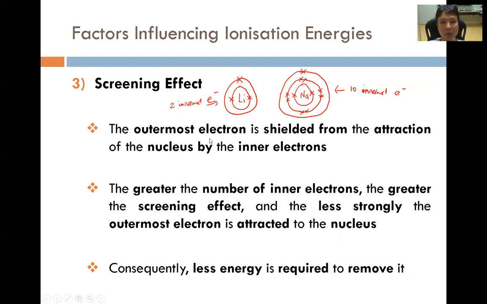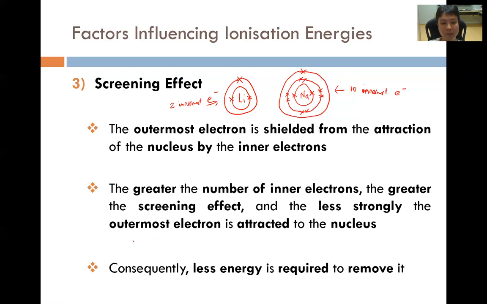So, the outermost electron is shielded from the attraction of the nucleus by the inner electrons, and it's only the number of innermost electrons that matters. The greater the number of inner shell electrons, the greater the screening effect, and the less strongly the outermost electron is attracted to the nucleus. Consequently, less energy is required to remove it.